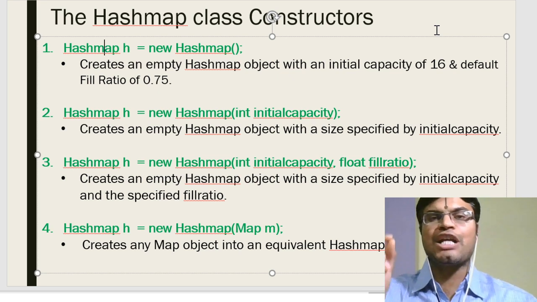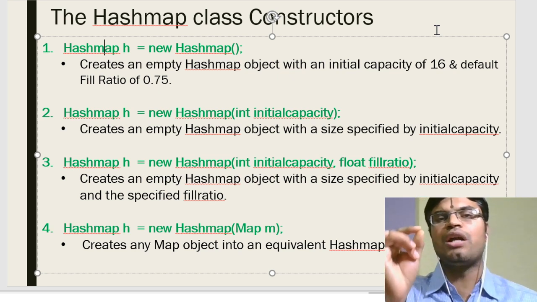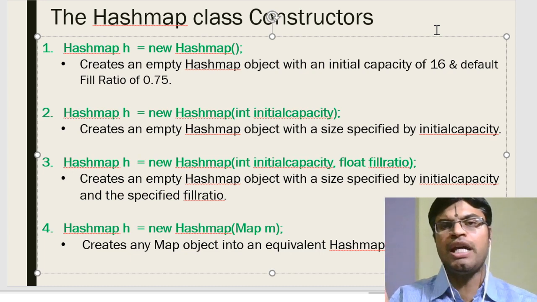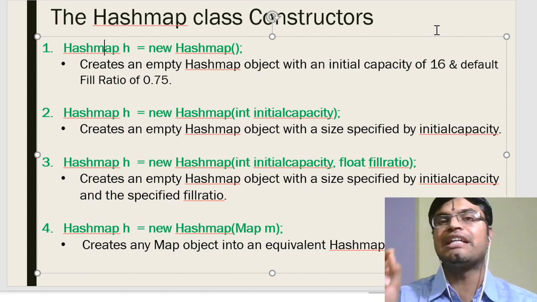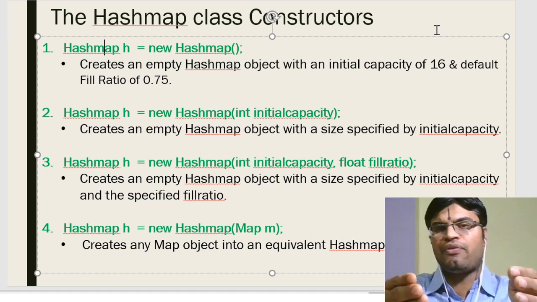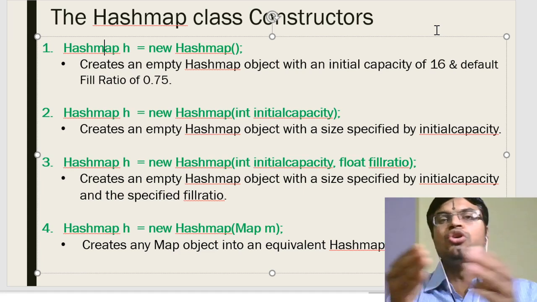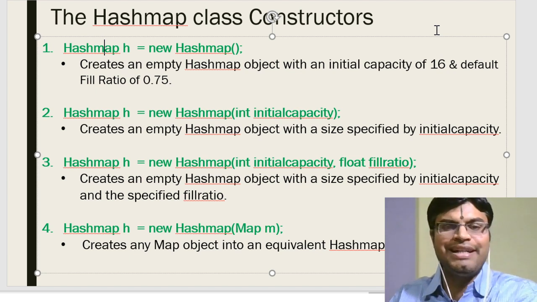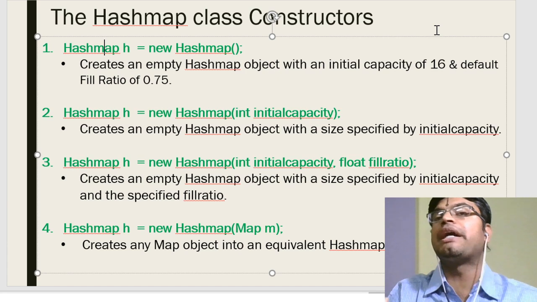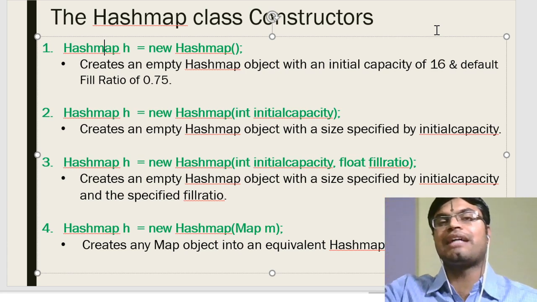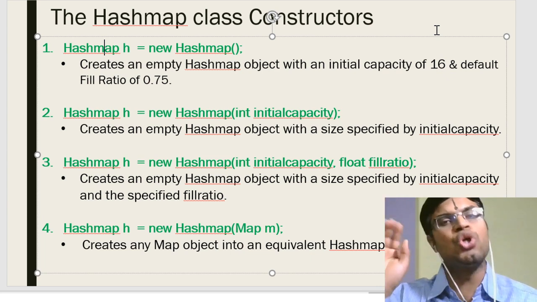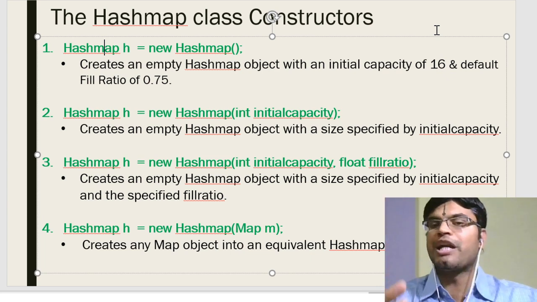Whenever I talk about hash maps, it will create a default array size of 16, and the fill ratio by default is 0.75, which is 75%. Now the fill ratio ranges from 0 to 1.0, with 0 being 0% and 1 being 100%. So in this case 75% is the default. When you have a size of 16, 12 buckets can be used. So that is what it means.